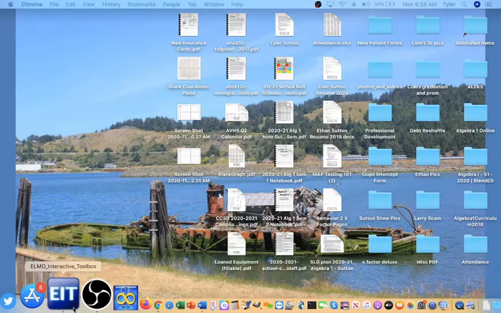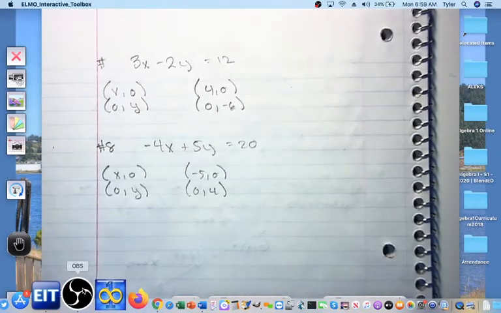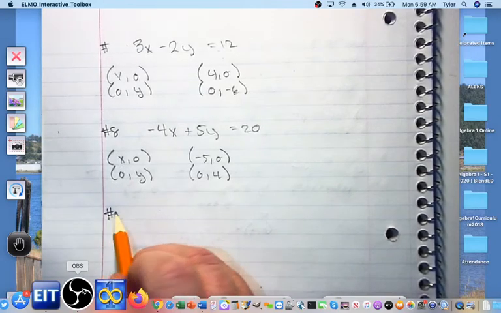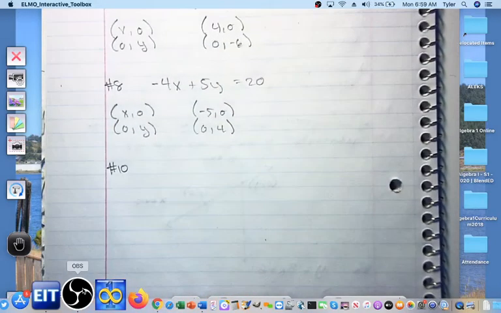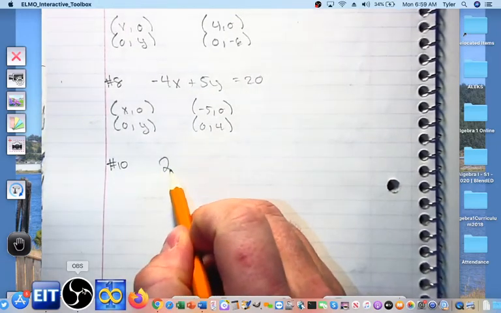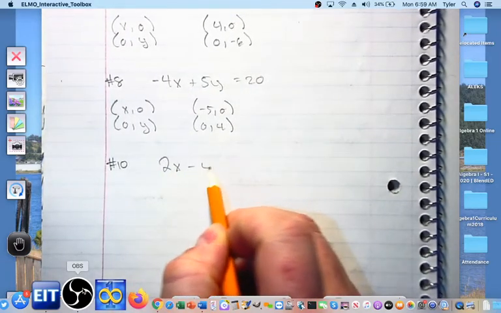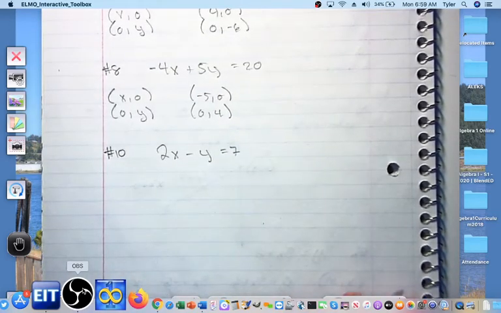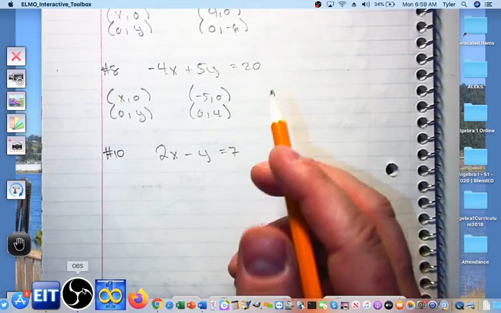Okay, so let's take a look at my last one. Let's do number 10. Now number 10 is an example of one where I'd probably go a different route and graph this using a different method because I should get a fraction. Starts out 2x minus y is equal to 7. Let's use that cover-up method to determine the x and the y intercepts.